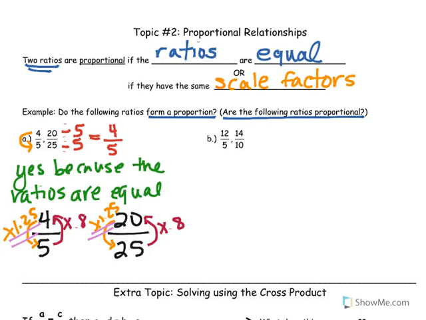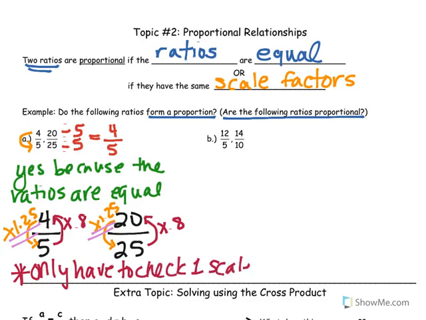Okay? Let's actually use that method for part B. Because realistically, if one way was 1.25 in both ratios, the other scale factor is always going to be the same. So in reality, you only have to check one. Okay, so let's look at 12 divided by 5, and let's look at 14 divided by 10.